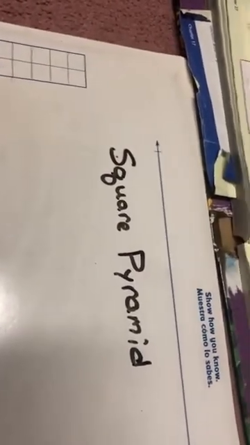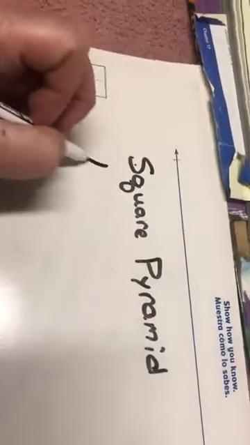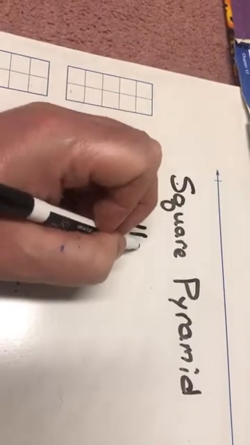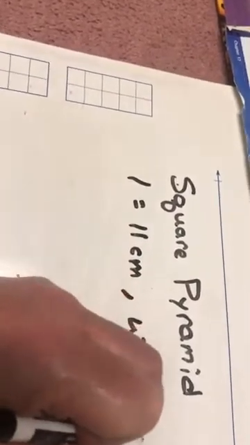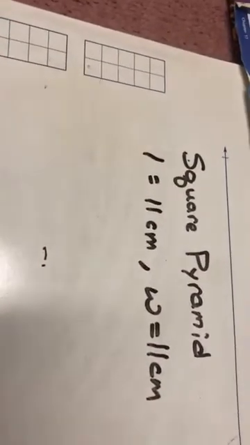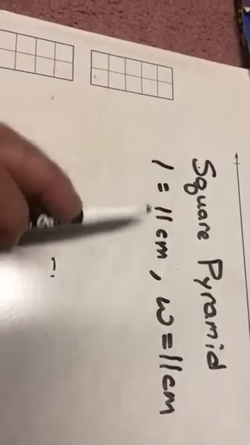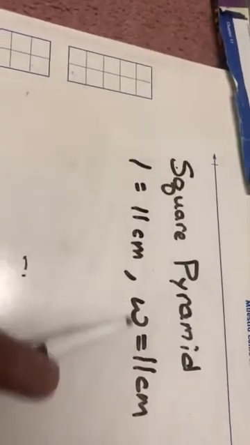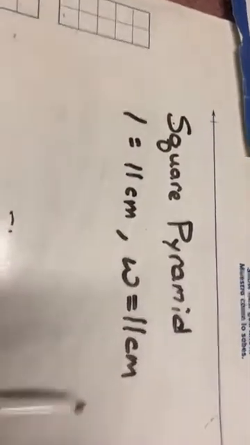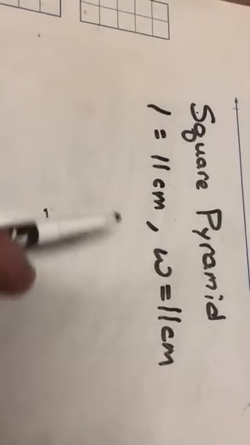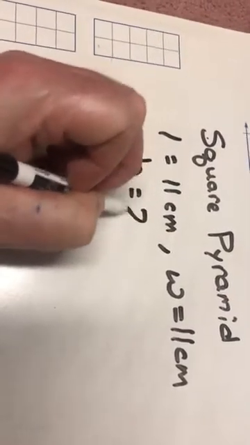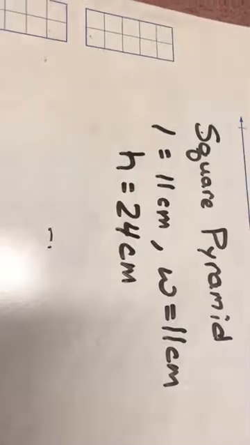It tells you in this square pyramid, okay, that the length is 11 centimeters. It tells you that the width is 11 centimeters. And that would be common sense, because if it's a square, if one of them is 11, then the width also has to be 11. So that's really more information than they have to give you. You can kind of come to that conclusion, but they give it to you anyway. And then they tell you that the height is equal to 24 centimeters.